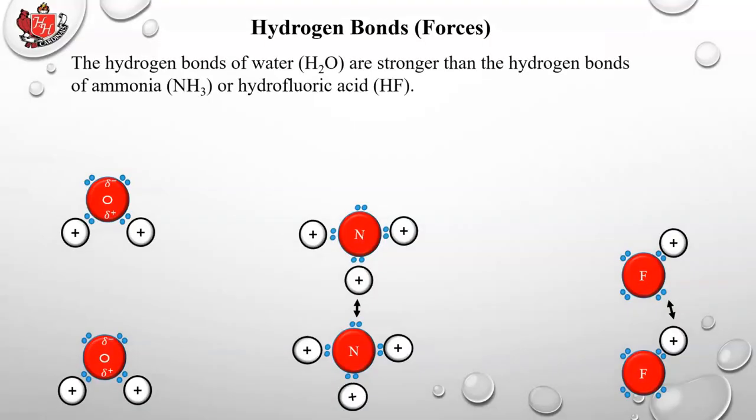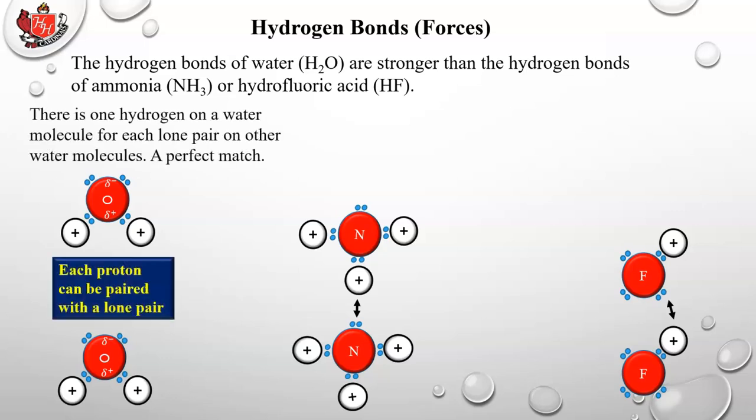Okay, so hydrogen bonds of water, H2O, are stronger than hydrogen bonds of ammonia, NH3, or HF. Why is that? Well, if you look at water, there is one hydrogen on a water molecule for each lone pair on other water molecules, a perfect match. So notice each water has 2 protons and 2 lone pairs. And so when you get a bunch of them together, it's a perfect match of 2 protons, 2 lone pairs.